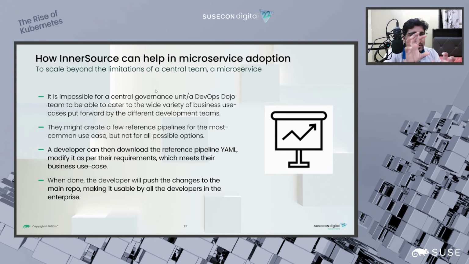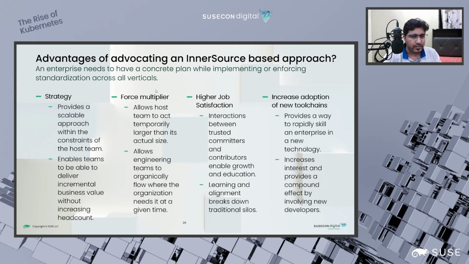Basically, because of the same reference pipelines, you are getting more pipelines in your library automatically, because with the inner source model everything is getting scaled up automatically. And the advantages, obviously, are that it provides a strategy for you to deliver incremental business value without increasing headcount. You don't necessarily need to increase the headcount of your team. You become a force multiplier, right? The host team acts as if it has more headcount than its actual size.